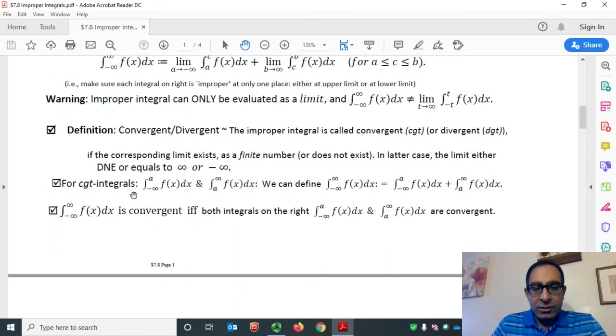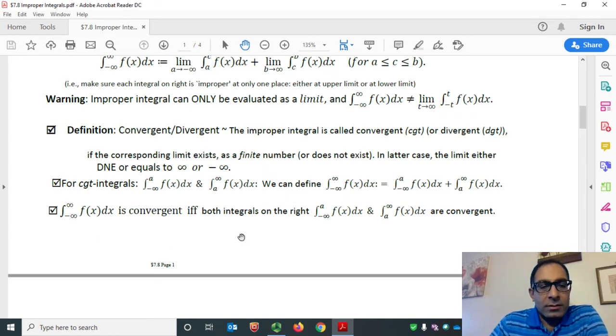So for convergent improper integrals, the integral of f(x) dx from negative infinity to a and the improper integral of f(x) dx from a to infinity, we can add these two convergent integrals and define the improper integral of f(x) dx going from negative infinity to positive infinity. It means we truncate at a: if you want to go from the left side to the right, we truncate at a, the first integral ends at a, and the second starts from a to infinity. Awesome. I hope so far so good.